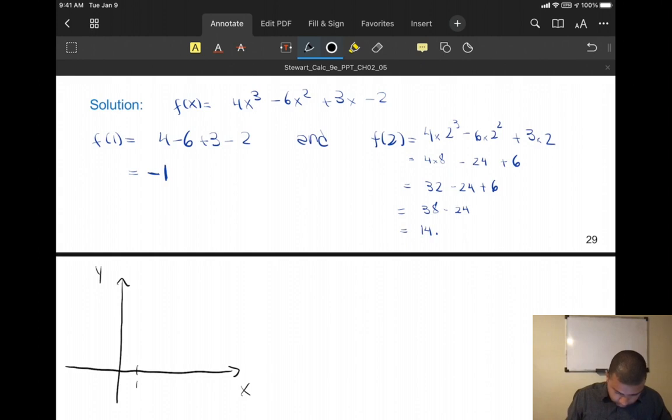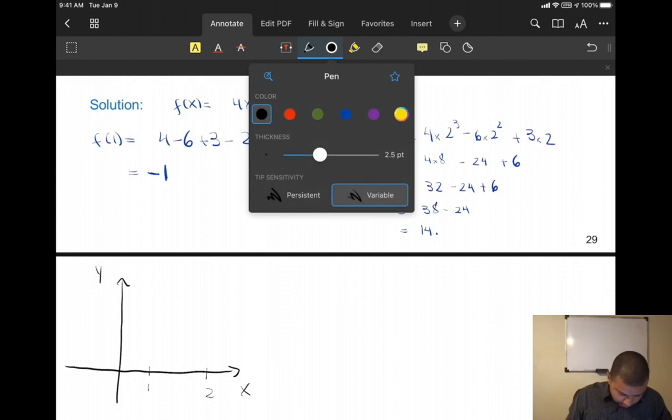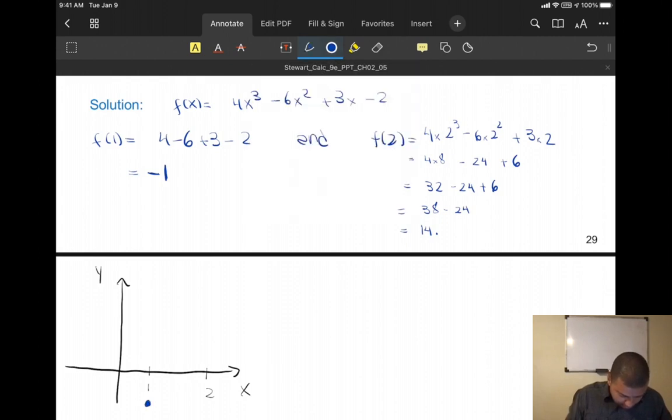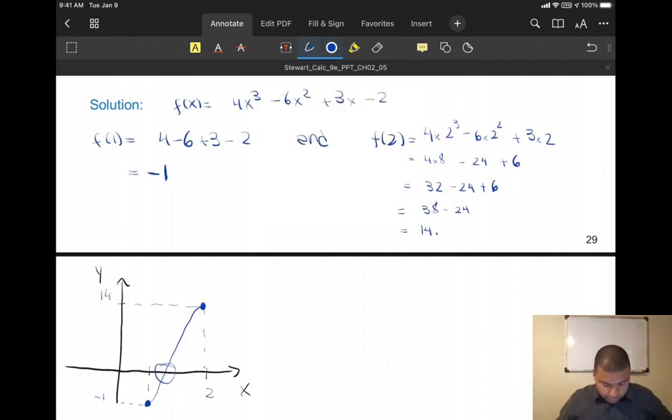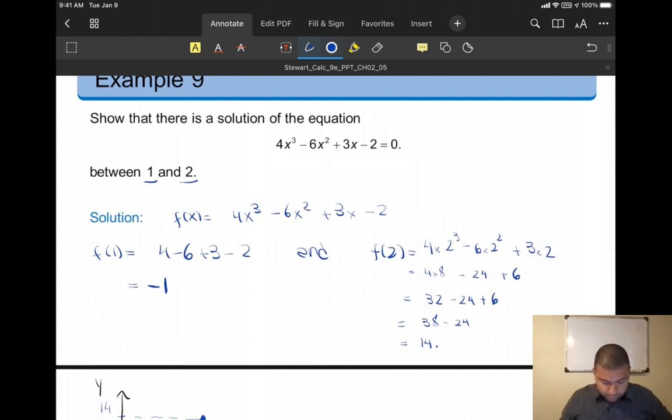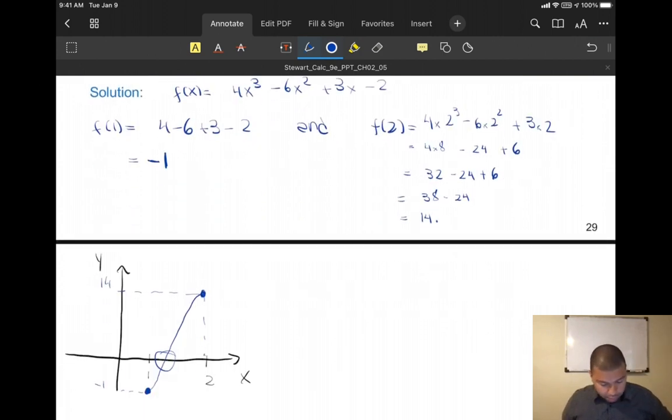Here's 1. Here's 2. I know f of 1 is negative 1, so it's below the x-axis. I know f of 2 is 14, so it's above the y-axis. That's all I needed to know, because now that I'm forced to connect these two things, I don't know what it looks like, but I know that it has to cross the x-axis. Wherever it crosses is my solution, because we want f of x equals 0. So I just have to verbalize that now, and I'll be done with the proof.